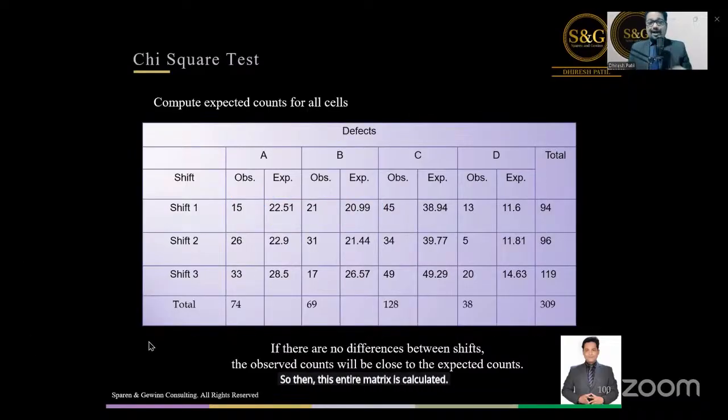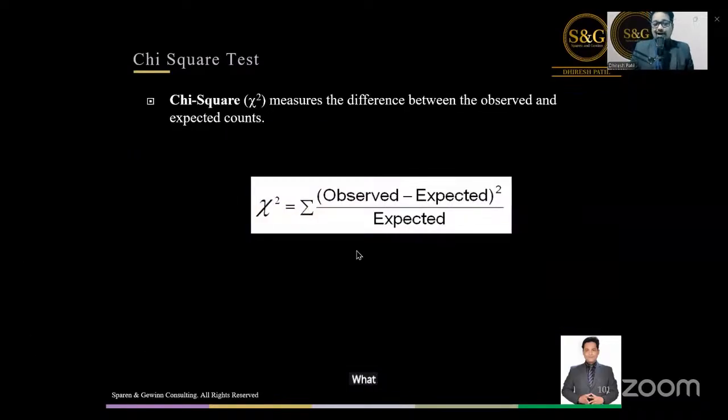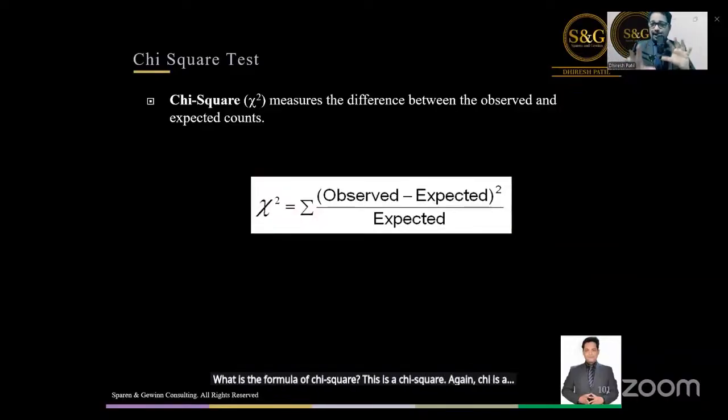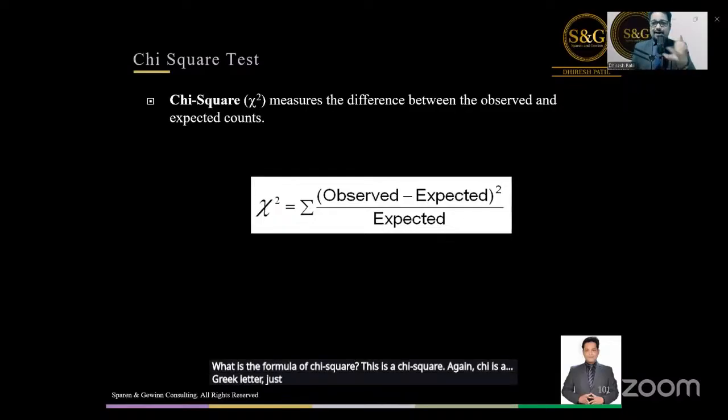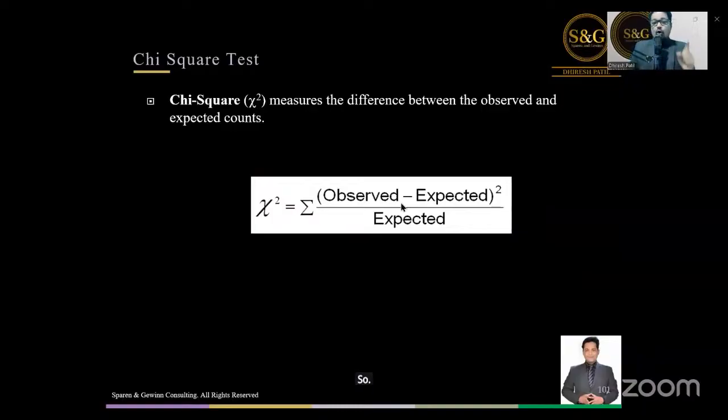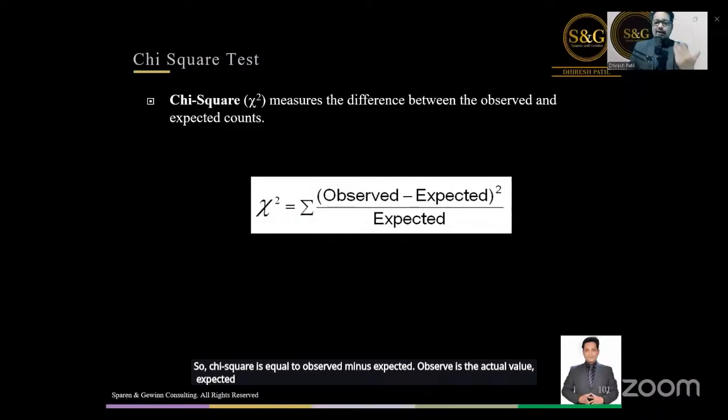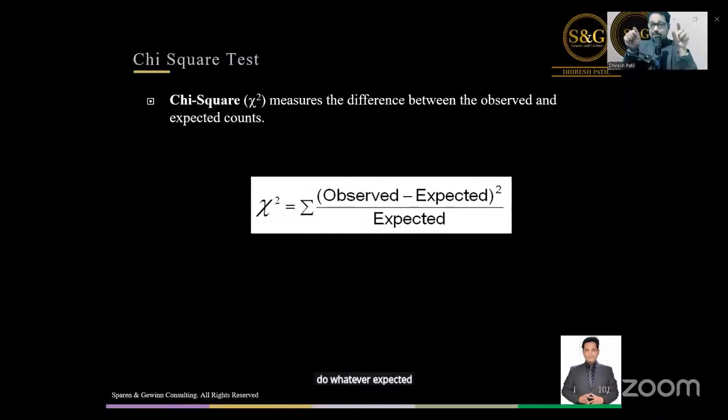Now they calculate a chi-square. What is the formula of chi-square? Chi is a Greek letter, just like alpha, theta, delta, gamma. So chi-square is equal to observed minus expected, where observed is the actual value and expected is what we have calculated, the whole difference squared.